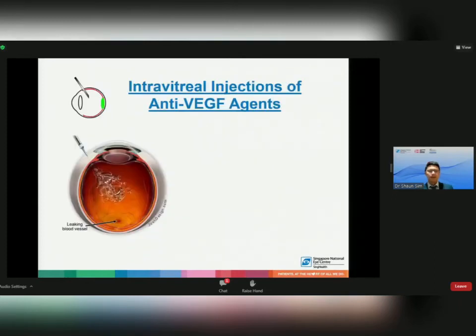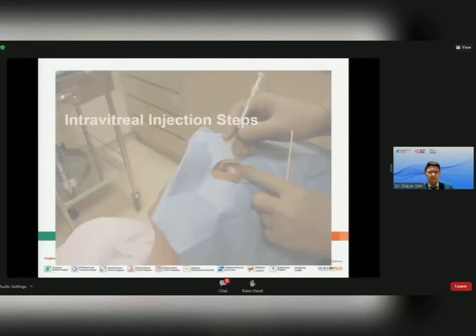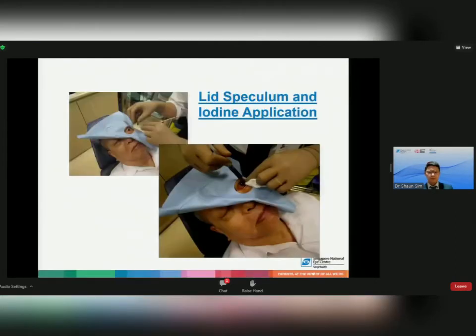So here's a schematic of intravitreal injections, and you can see that the needle and the medication are directed towards the gel within the eye. In particular, I'd just like to show you how intravitreal injections are done. First off, we would begin by cleaning and draping the eye and then putting on a speculum, which is a thin metal structure that prevents eyelids from closing when we're performing the procedure.